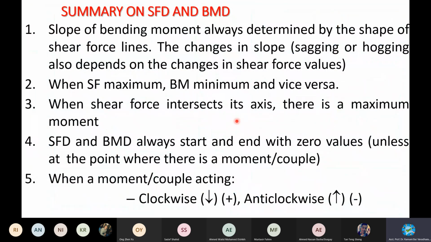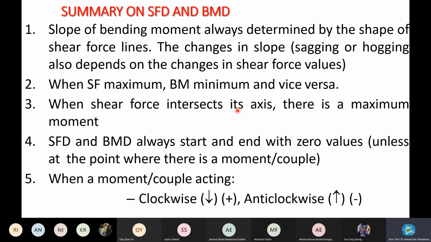Then coming here, when shear force intersects its axis, there is a maximum moment. Okay, intersecting the axis means zero. When shear force is 0, there will be a maximum bending moment. You can follow all these things. This line gives you the idea to locate where the maximum bending moment is. You can integrate and differentiate from one end to another by having dM over dx, right? dM over dx from one end to another can find out the distance, or the location of the maximum bending moment.